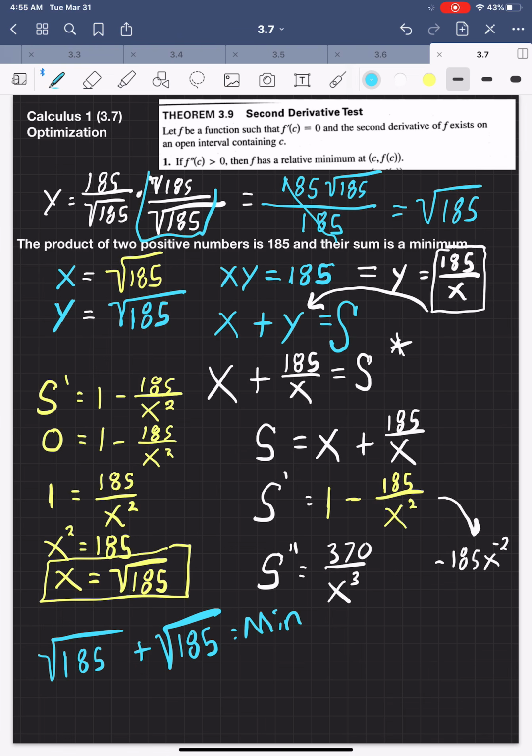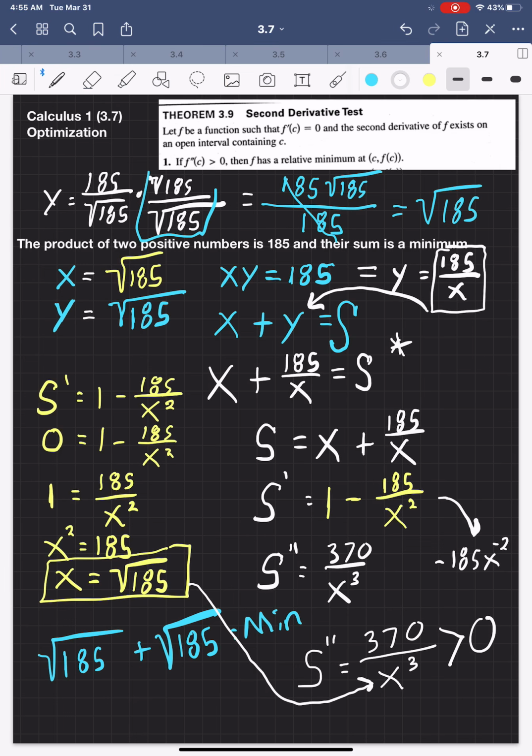So the last thing to do is to take our second derivative. Now our second derivative was equal to 370 divided by x cubed. So if I take that value where the derivative was equal to 0 and plug it into my second derivative, what do you get? Well, it's not really a question of what do you get, it's a question of what's the sign. Is it greater than 0, less than 0, or equal to 0? And in this case, it would be a positive number.